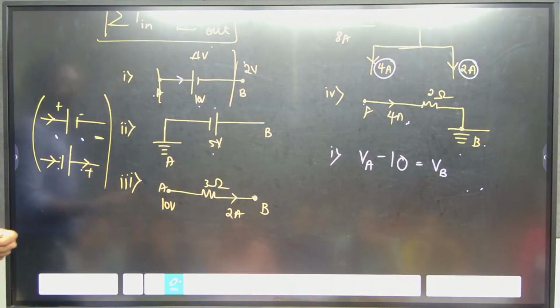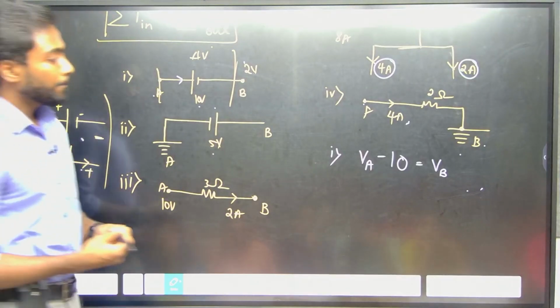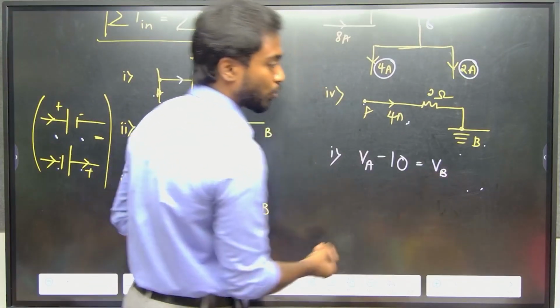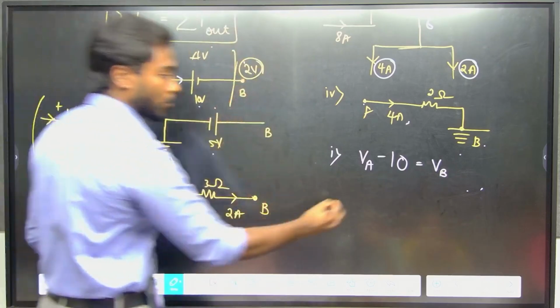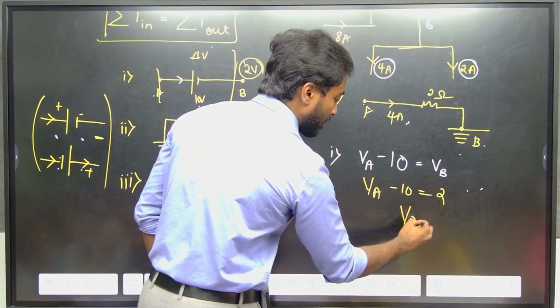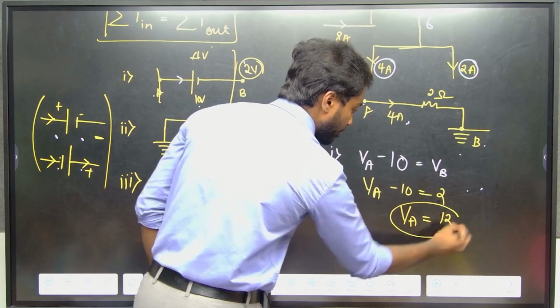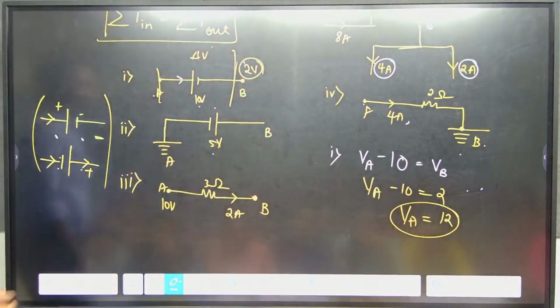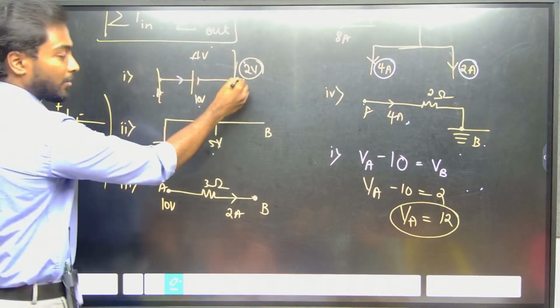10 only, no? So VA minus 10 should be equal to VB. What is VB they have given? 2. So VA minus 10 should be equal to 2. So VA will be equal to 12. I have started with one point, I have ended at the other point.